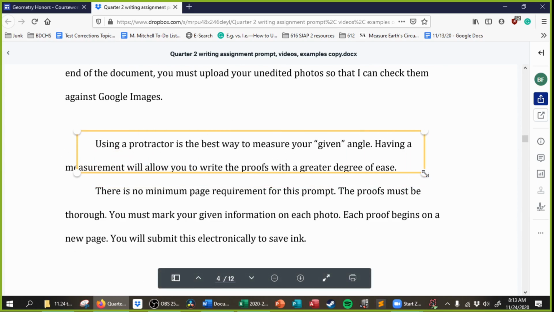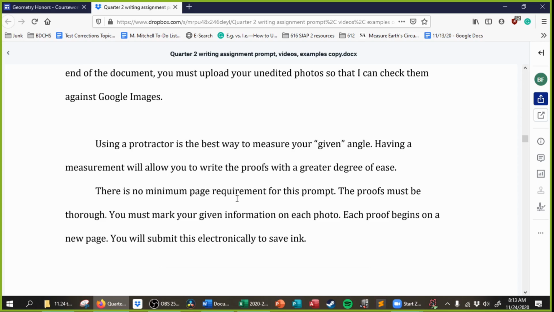Here I have this, using a protractor is the best way to measure your given angle, and I'll show you what I mean by given. You're always, especially on the alternate interior angles, alternate exterior angles, going to want to have a given angle, because that's what you're trying to prove, right? Something's congruent or something is supplementary. I'm not going to say that you have to put your protractor down on the paper and show me proof.